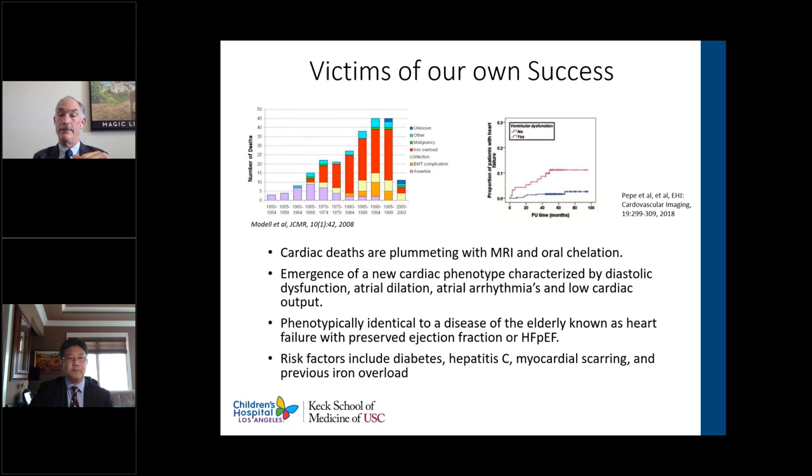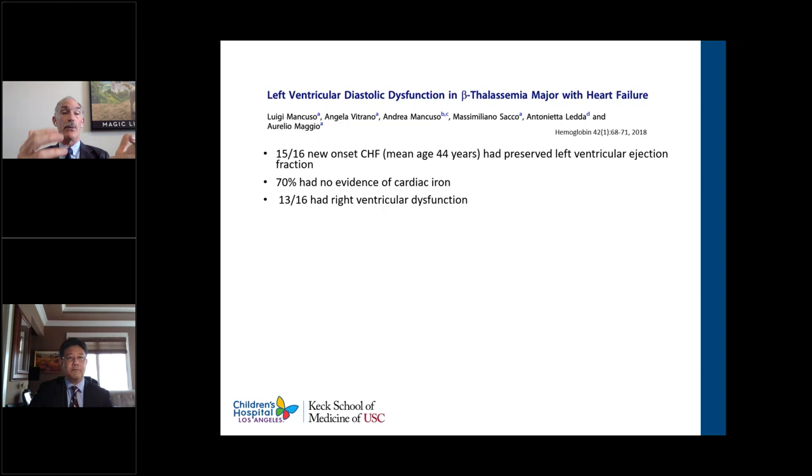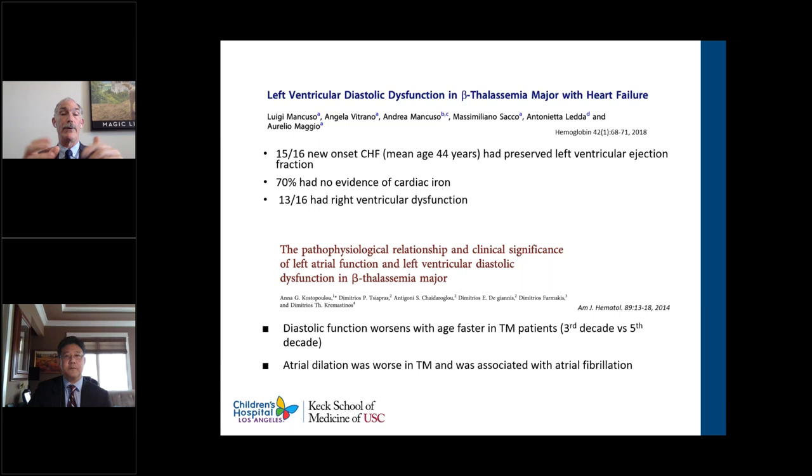And there are, but this is institution dependent. There was a report from Sicily in which 15 of the last 16 cases of heart failure presenting at their institution had preserved ejection fraction with very little evidence of cardiac iron. And most of these patients were presenting with right ventricular dysfunction. And there's another great paper out of the Greek group showing that the root cause is diastolic dysfunction, atrial dilation, and atrial fibrillation. And this occurs in thalassemia patients just like it occurs in normal people, but it's occurring about 20 years earlier.